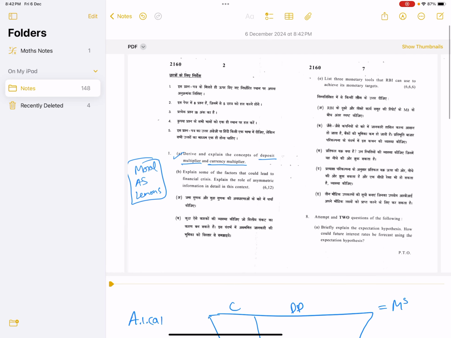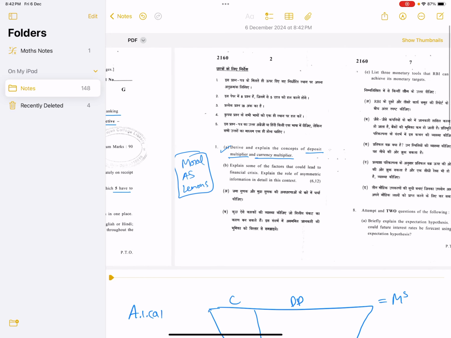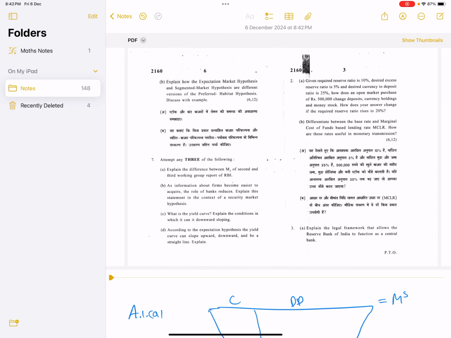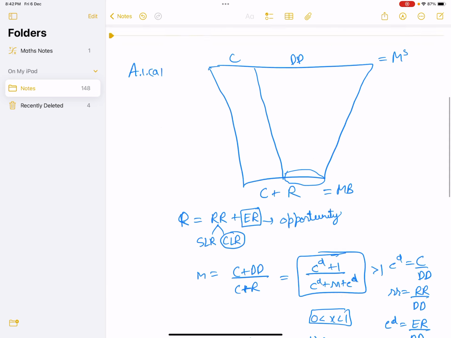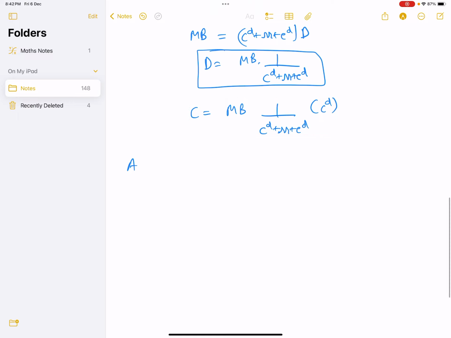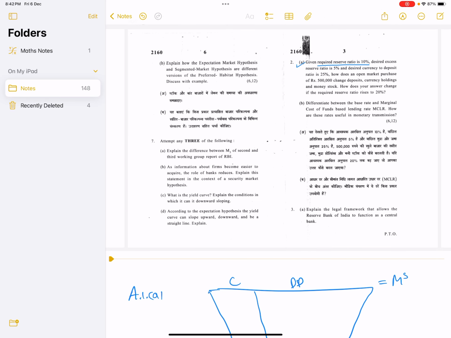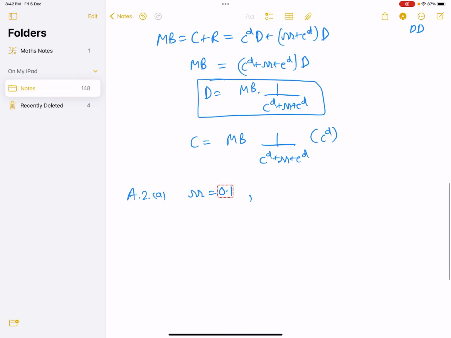Okay, now coming to question 2. In this question, it is given that the required reserve ratio is 10%. I'll just note it down. Required reserve ratio is 10%, excess reserve ratio is 5%, and desired currency to deposit ratio is 25%. So the excess reserve ratio is 0.05 and the currency to deposit ratio is 0.25.